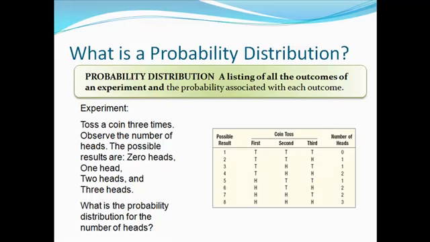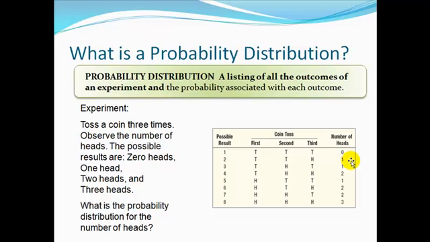So let's list all the possible outcomes of counting the heads face up. For 0 heads face up, there is 1 possible result. So the probability of 0 heads face up is, because there is only 1, 1 over 8. 8 possible results. So the probability of 1 head face up of this experiment is 3/8.